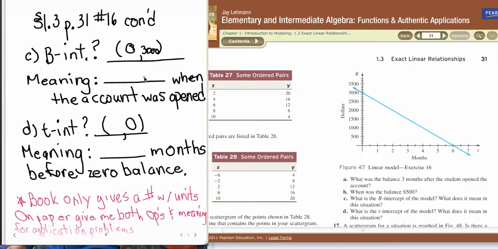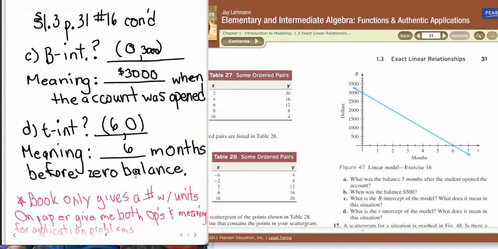But we want to interpret what that means. So the meaning is that there is $3,000 when the account was opened. In other words, when it's 0 months, that's when it was opened, there was $3,000 in the account. Now part D wants to know about our independent intercept, our t-intercept, the number of months. So this one where it intercepts is at 6. So I'm going to go over here, and for my intercept I'm going to put in a 6. What this means is that after 6 months there will be a 0 balance, and that's the interpretation.